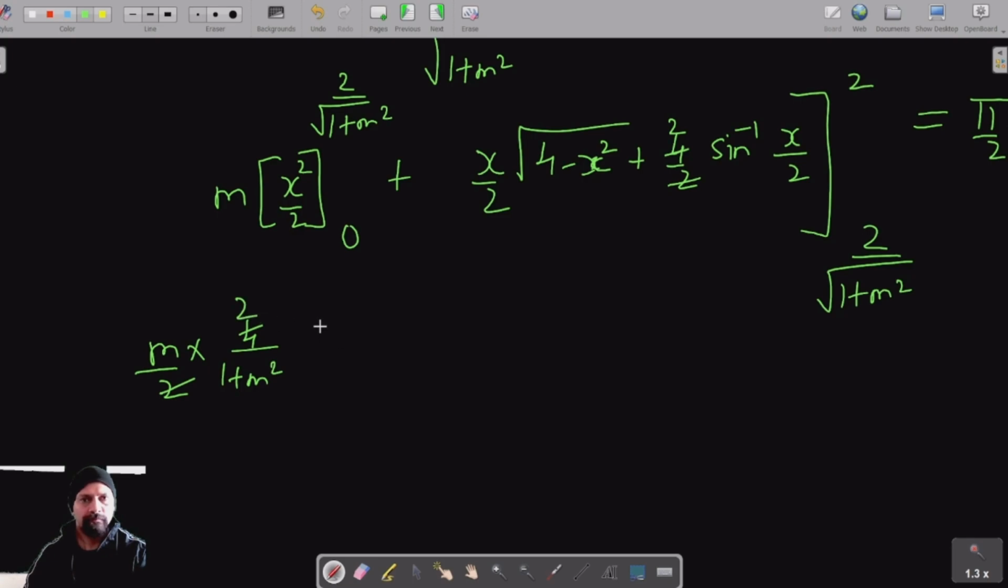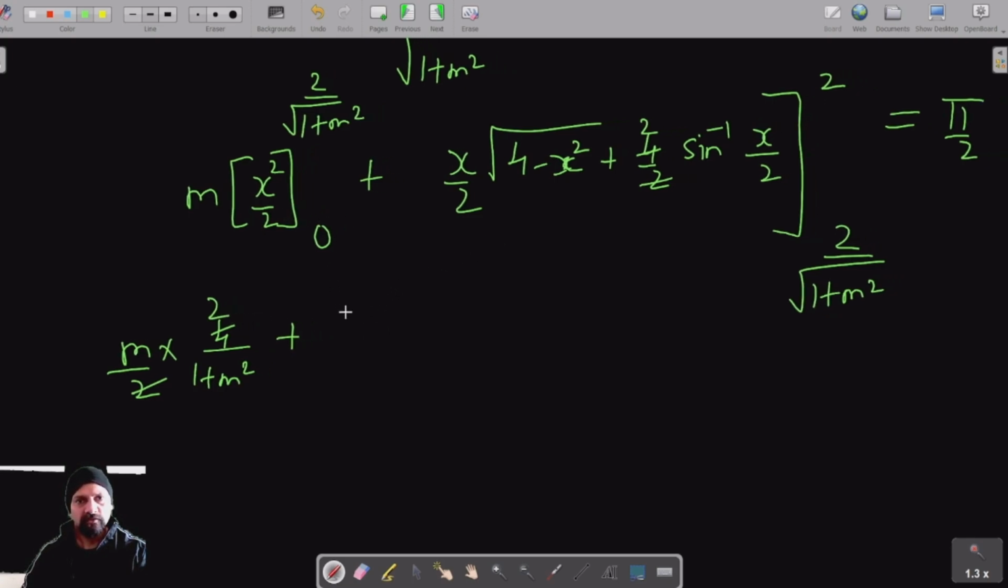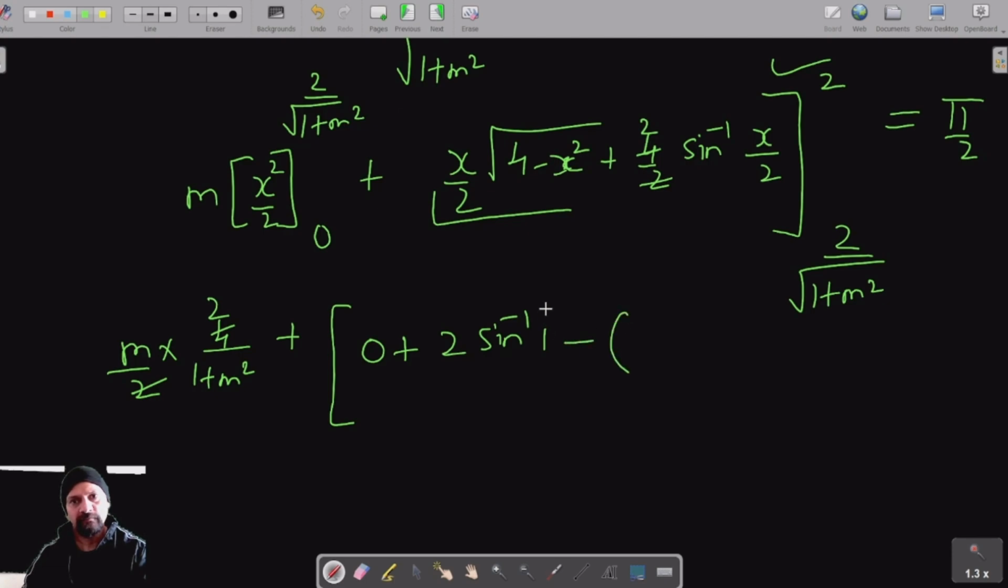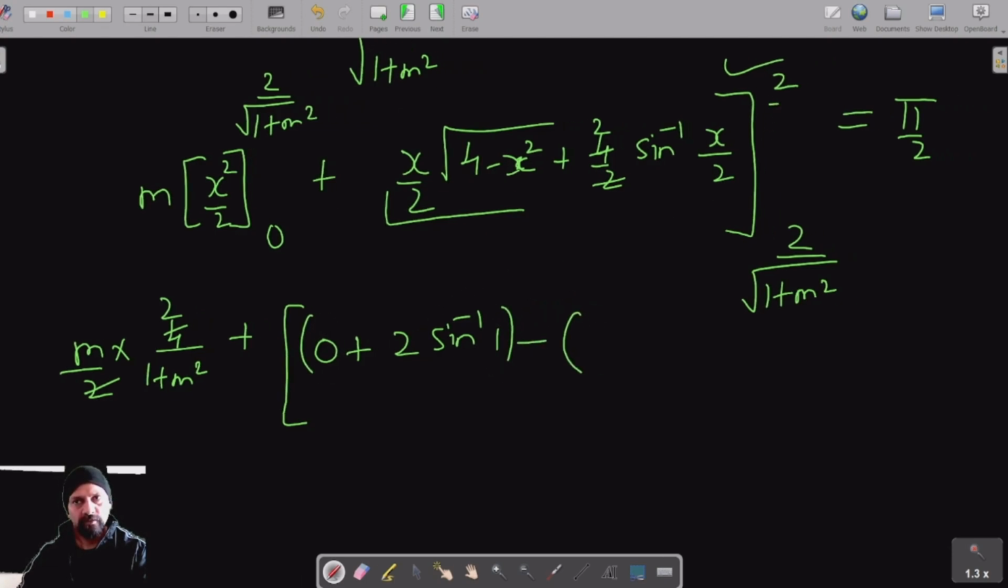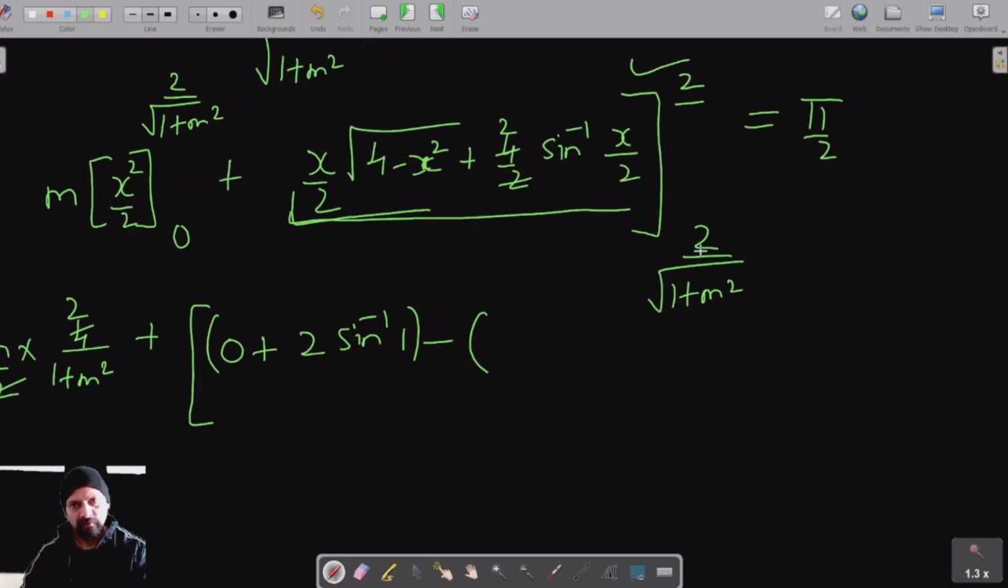So this is 2 plus, if we put 0, this is 0, and this has to be evaluated for, let's put in the upper limit first. So 2 by 2 is 1, and this is 4 minus 2 square is 0, so this is 0 plus this is 2 sine inverse 2 by 2 is 1 minus. So we have put the upper limit in this, and now we will evaluate it for the lower limit.